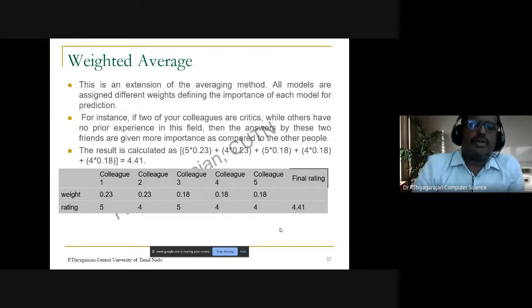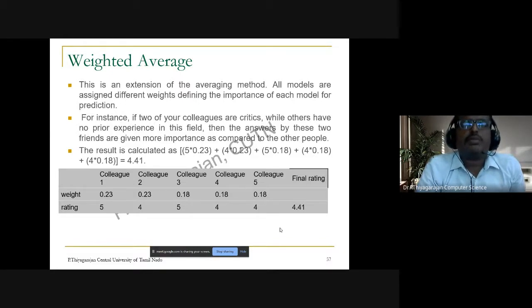The third one is weighted average. Imagine that you are choosing 5 people. Among those 5, 2 people are movie critics who work in a magazine, who write critiques about newly released movies. If those 2 people are involved in your sample, then you have to give more weightage to their rating.